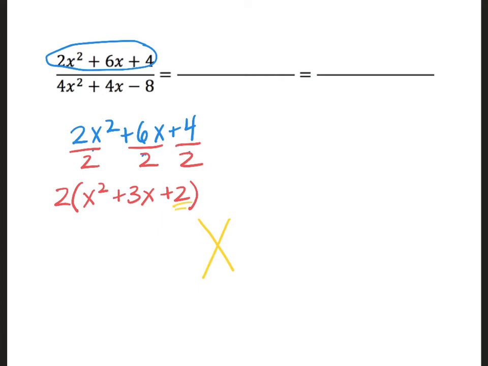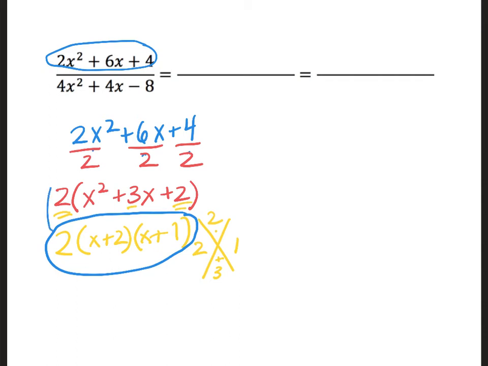When I'm doing that, remember my c value goes on top and my b value goes on bottom. So we're looking for something that multiplies to 2 and adds to 3. I know that I can do 2 times 1, and 2 plus 1 gives me 3. So right now, my two factors are going to be x plus 2 and x plus 1. Don't forget that 2 has to come down too. So this is going to replace what I originally circled in blue, and it's going to go up here. So we're going to have 2 times x plus 2 times x plus 1.